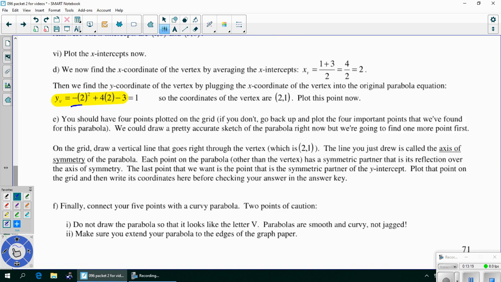So we do the calculation. Negative 4 plus 8, that's, what am I doing here? Yeah, negative 4 plus 8 is 4. Subtract 3 is 1. So that's the y-coordinate of the vertex coupled with the x-coordinate of the vertex gives us both coordinates of the vertex, 2, 1. Let's plot that point.